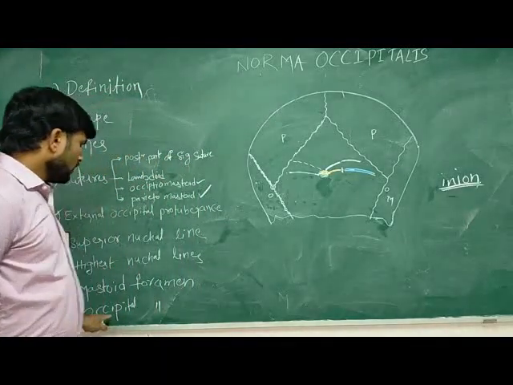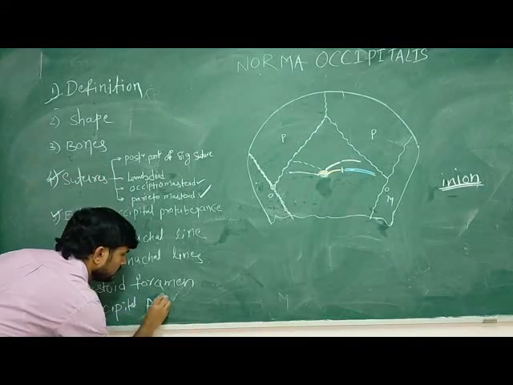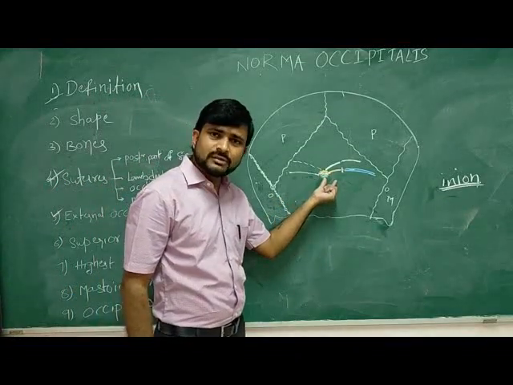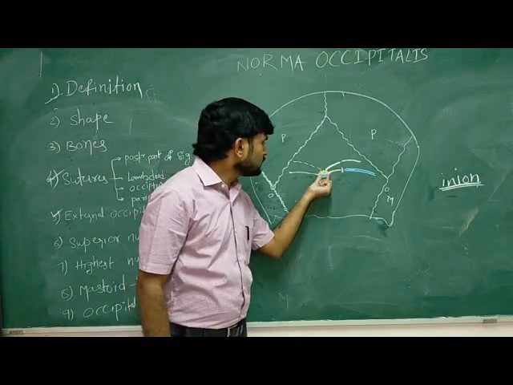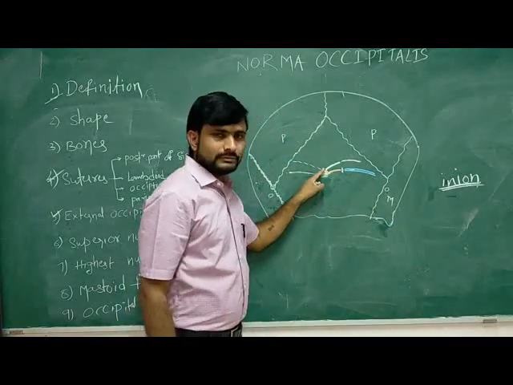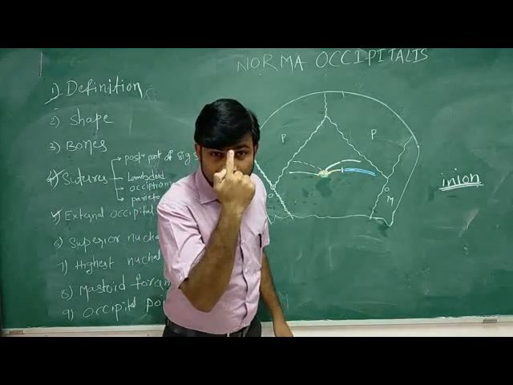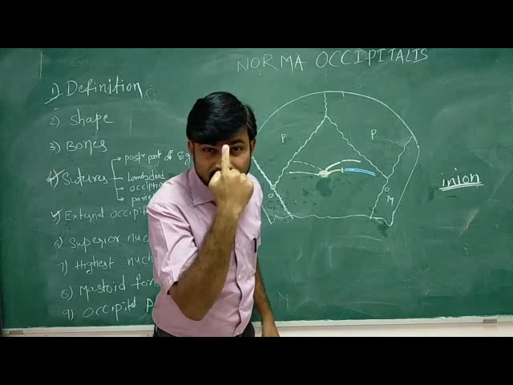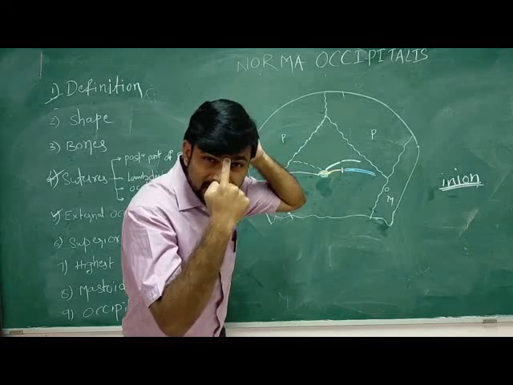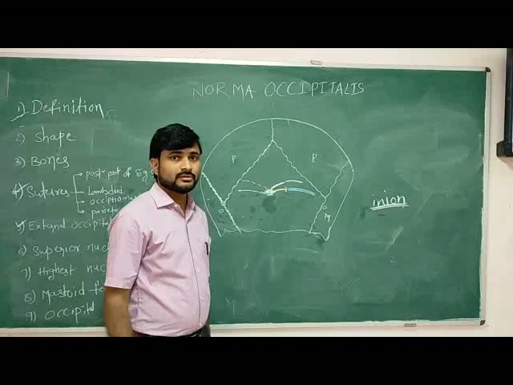Lastly, we have the occipital point. We know this is the external occipital protuberance. The highest point we call the inion. Above the inion, one more point is present that is exactly opposite to this point. Its name is the glabella. Exactly opposite to the glabella, one more point is present in the midline. That point is called the occipital point.